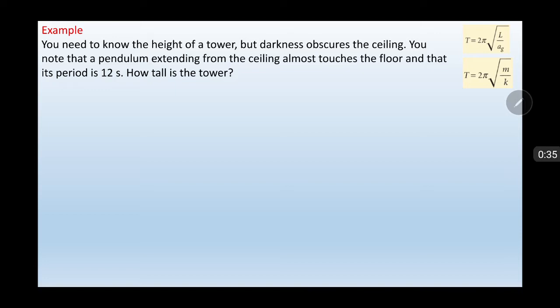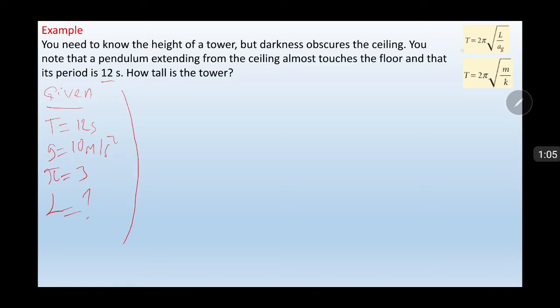Firstly, I am writing the given. Period equals, it is given, 12 seconds. And also gravity we know, 10 meters per second squared. And pi, we accept, equals 3. And also we will find L.